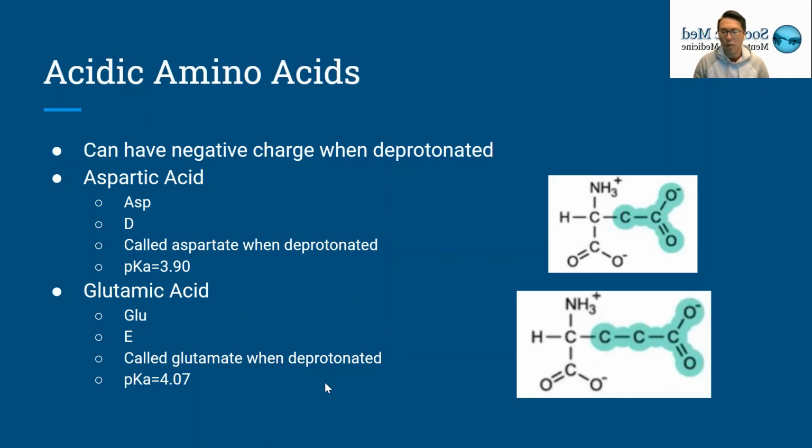And then glutamic acid looks similar to it. It just has an extra carbon in the chain. The abbreviation is GLU or E. So just remember that D and E, the two letters close to each other, are both acidic amino acids. Similarly, it's called glutamate when it's deprotonated and glutamic acid when it's protonated. On the right is the deprotonated form with the O minus. And the pKa is similar, a little bit higher than aspartic acid, 4.07 for the R group.